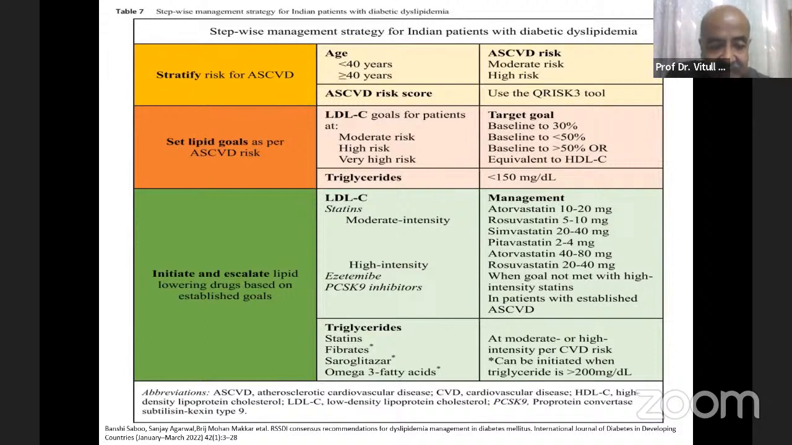And for triglycerides, we need to stratify again. And depending upon the LDL-C levels, we add statin, bempedoic acid, or PCSK9. And for triglycerides, fibrates, saroglitazar, or omega-3 fatty acids are important drugs to control triglycerides. And both triglycerides and LDL-C levels form a constellation of atherogenic dyslipidemia, because nothing much can be done to increase the level of HDL-C. So that is why we need to focus on achieving the target goals for LDL-C as well as triglycerides. Next slide.